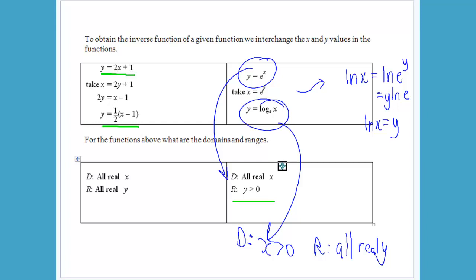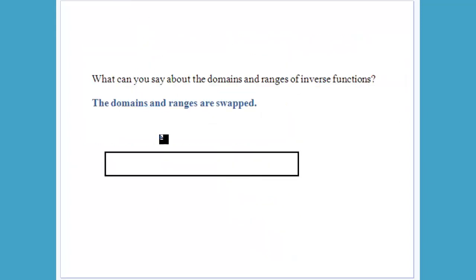The idea would be, for example, a parabola. A parabola is going to give us a problem when we try to take an inverse of it, in that we won't naturally get a function. It will be a relation but not a function. We'll see that later on. But the main thing to take away here is that for inverse functions or relations, the domains and ranges are going to swap every time.